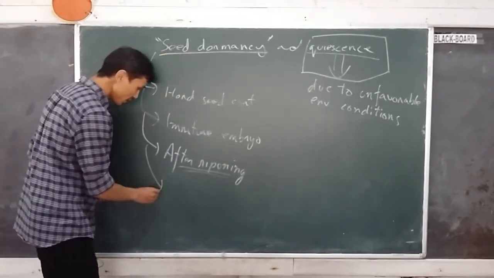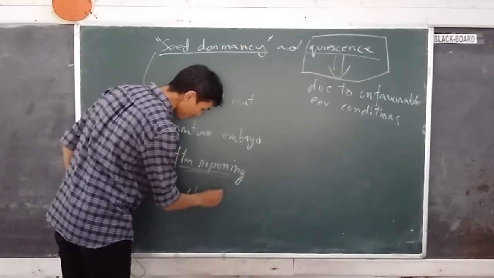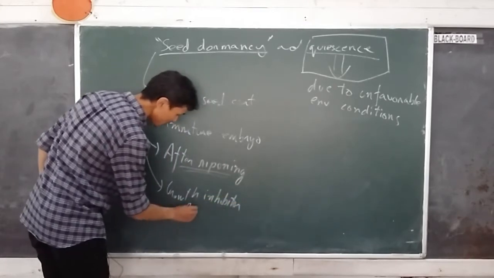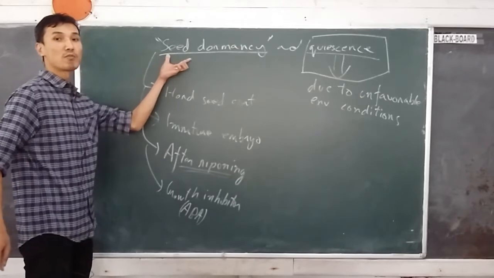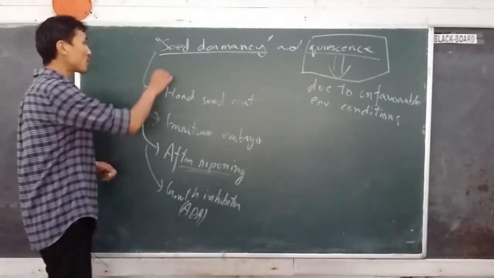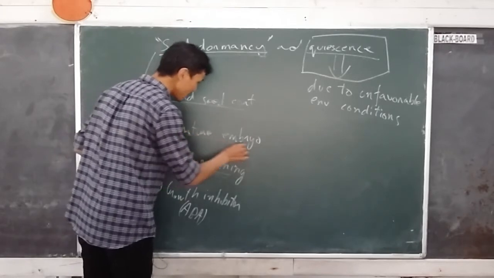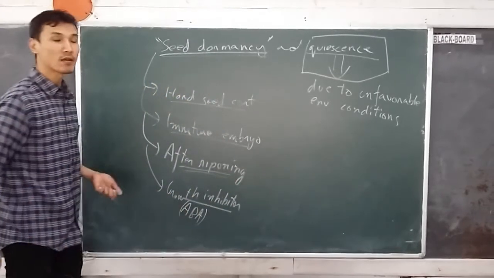And then again there are growth inhibitors like abscisic acid, which promote seed dormancy. So generally seed dormancy is due to these conditions, which help the plant adapt to the changing environmental conditions.